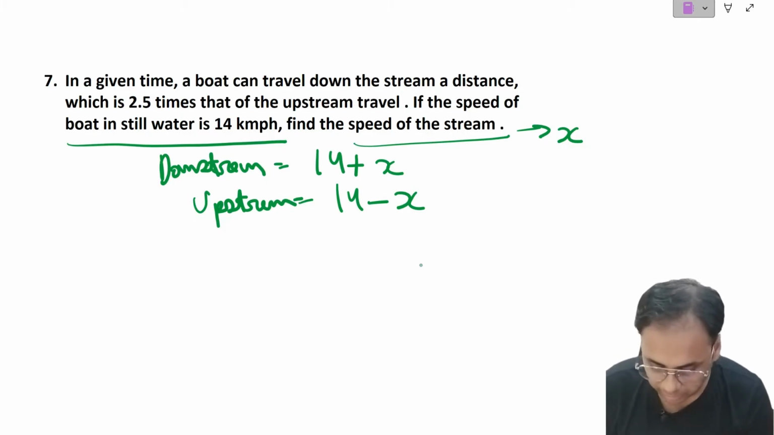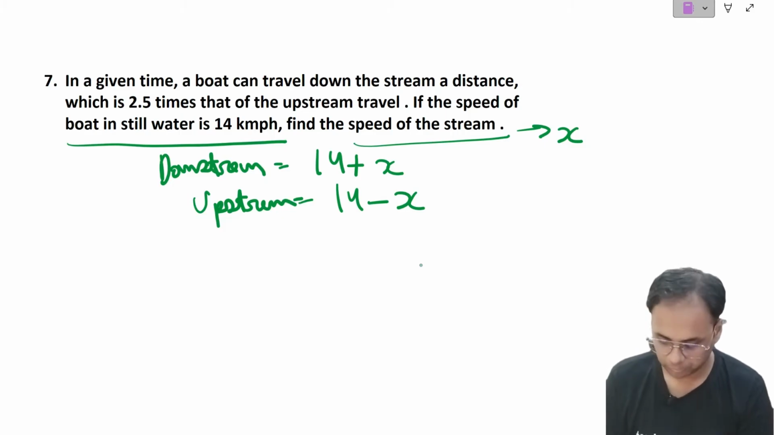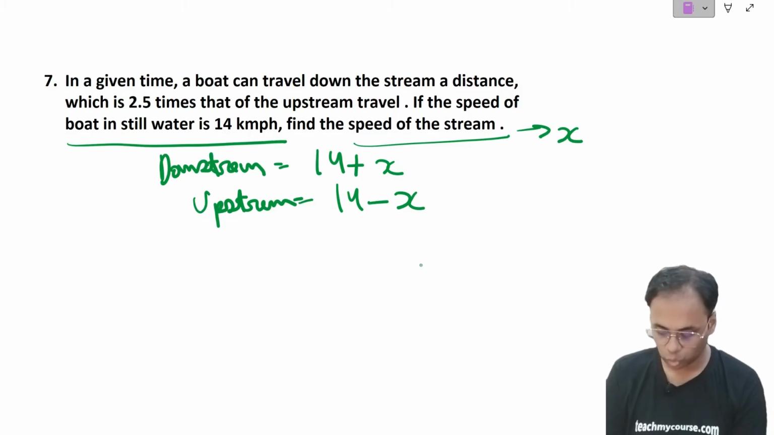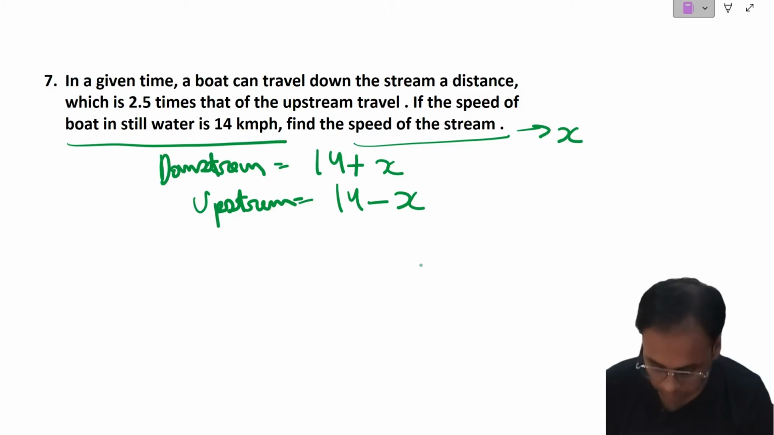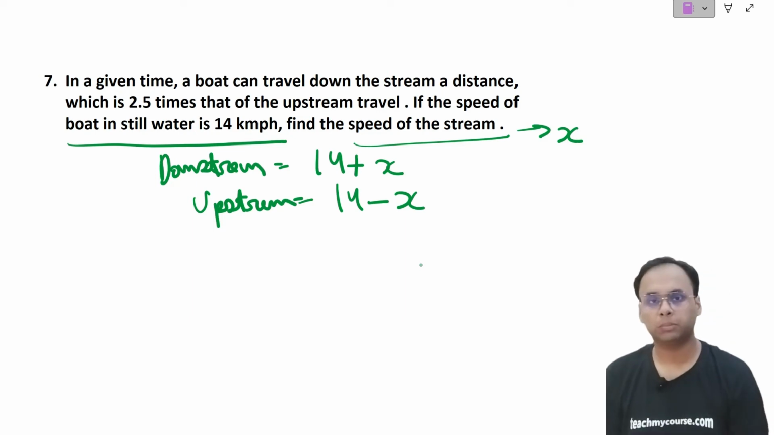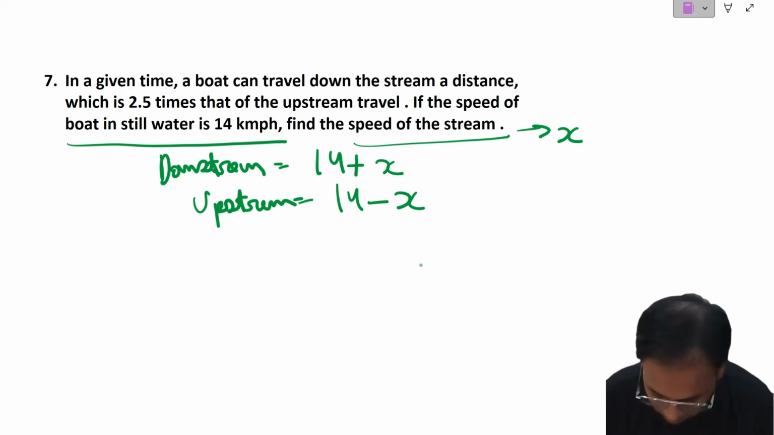So it says that in a given time, a boat can travel down the stream a distance which is 2.5 times that of the upstream travel. So what is distance? Distance is speed into time. So we are talking about the downstream and the upstream comparison.